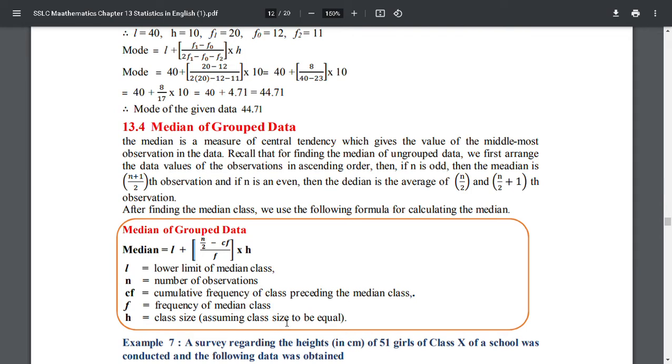Median of grouped data. Median is equal to L plus (n by 2 minus Cf) divided by f, into h. L is the lower limit of the median class. n is the number of observations. Cf is the cumulative frequency of the class preceding the median class. f is the frequency of the median class. h is the class size, assuming the class sizes to be equal.